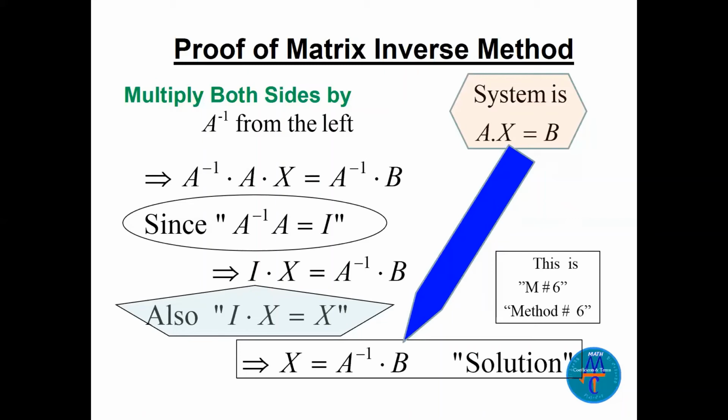I know, and you should know also, A inverse times A is I. That's the identity. If you multiply any matrix by its inverse, or the inverse by the matrix itself, you get I, the identity matrix. Identity matrix times any matrix is the matrix itself. So I times X is X. So from AX equals B, directly you can write X equals A inverse B. We will apply this as method number 6 to our example.